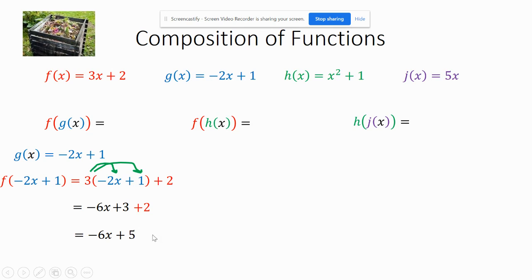The reason we do that would be if we want to combine the work into one particular expression that's easier to do, instead of getting an answer and then plugging it in. So let's try another one.